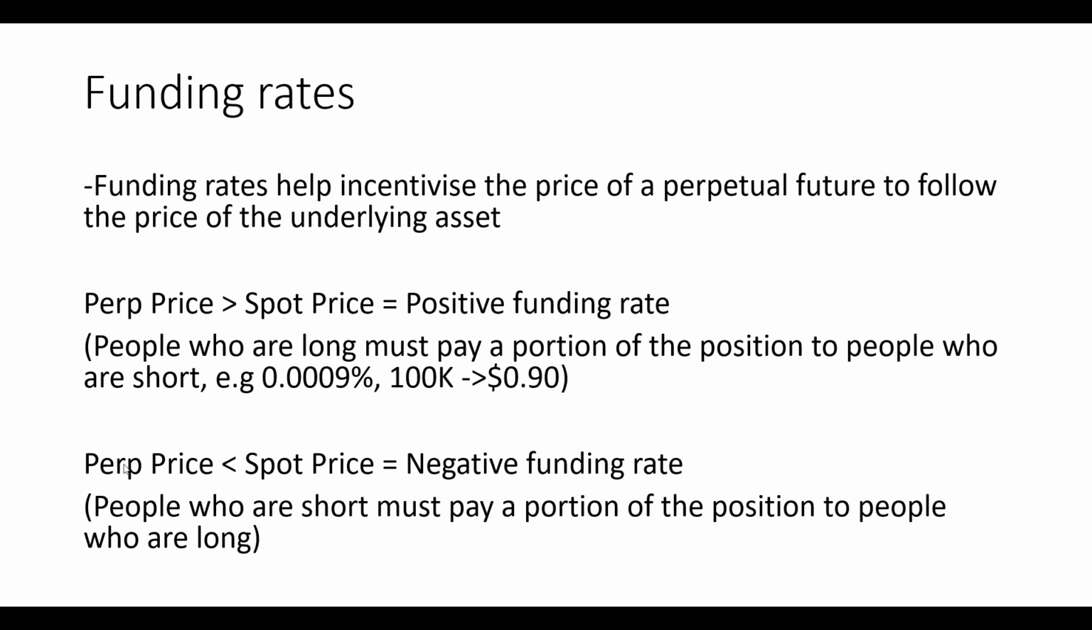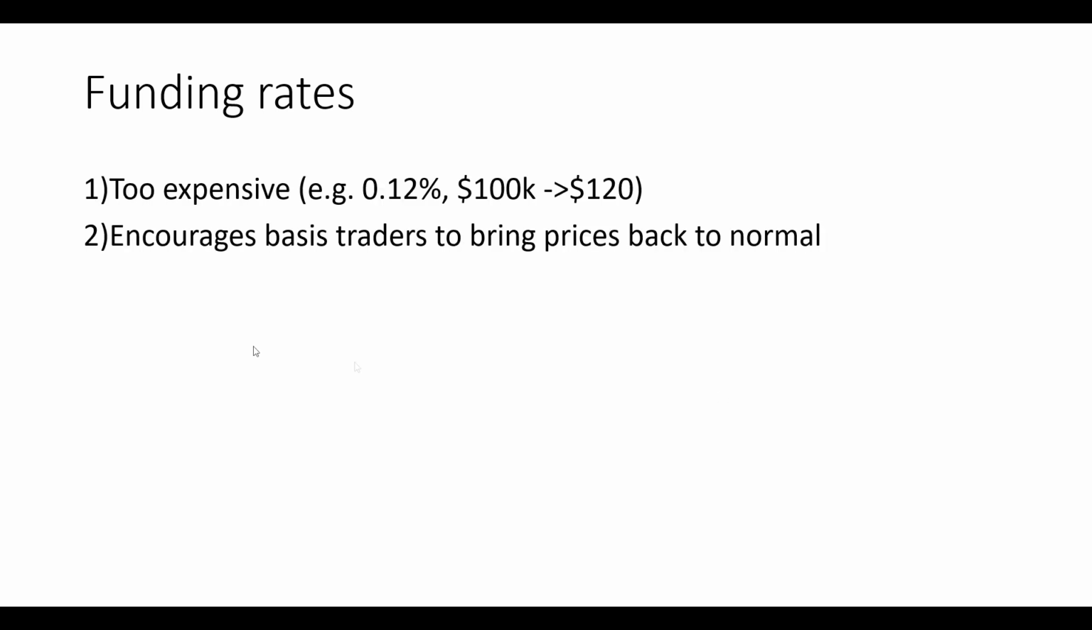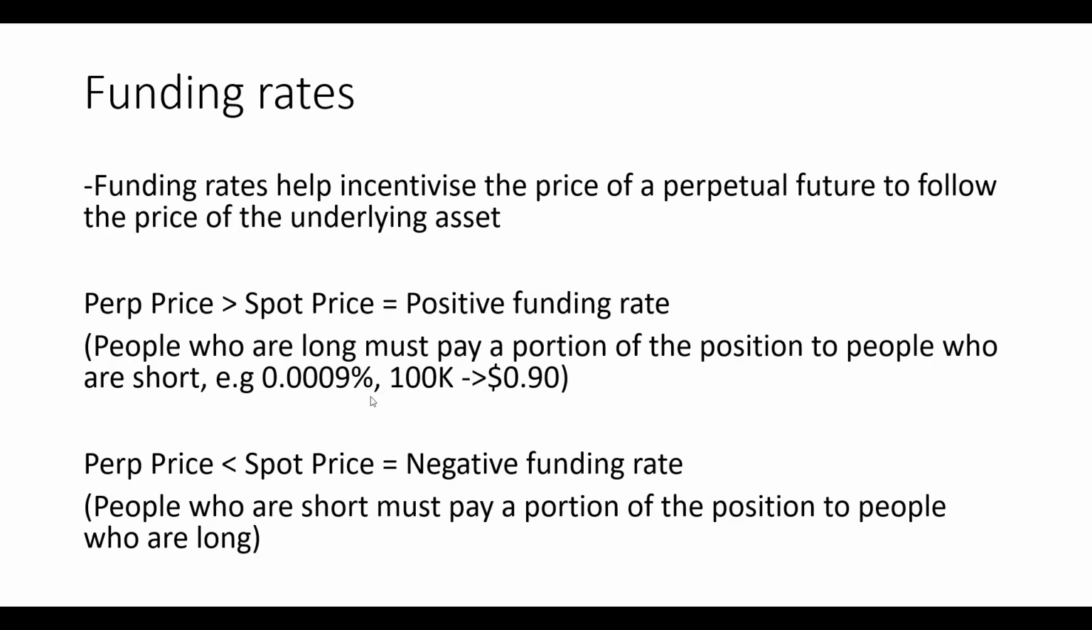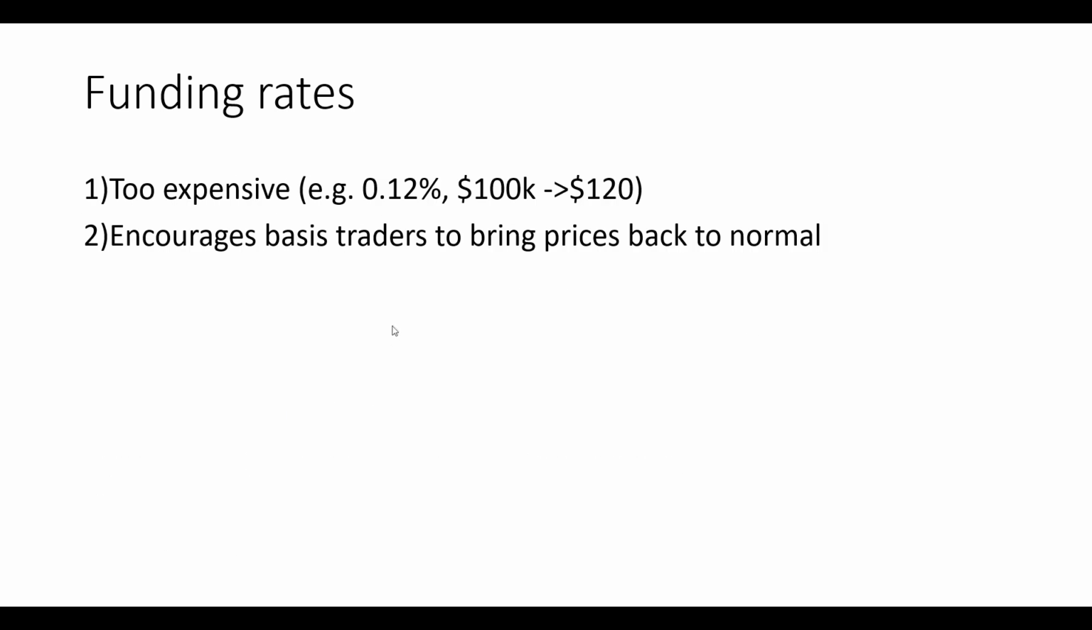perpetual future. Now, if the opposite happens and the perpetual future's price is below the spot price, then you have what's known as a negative funding rate, and people who are short must pay a portion of their position to people who are long. So funding rates help keep the price of the perpetual future following the price of the underlying asset. This is because, one, it can become too expensive to be in a trade. We just saw in the example that the hourly funding rate was 0.009%. Now imagine it was 0.12% and you were long 100k. Well, then every hour you'd have to pay $120.